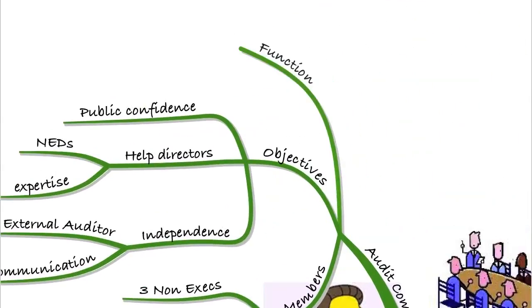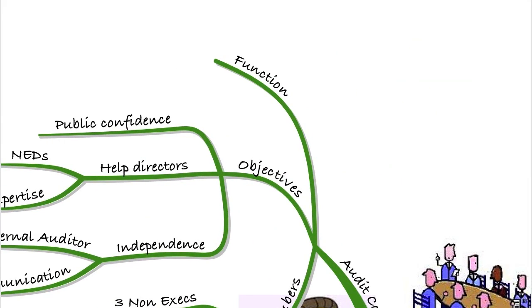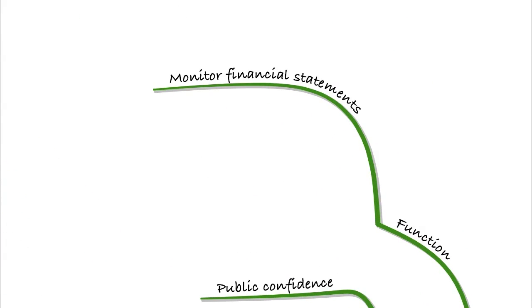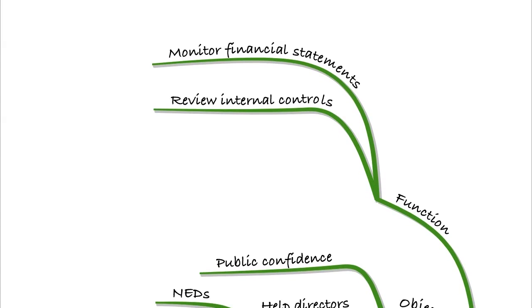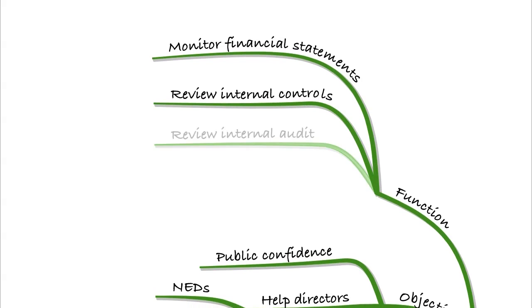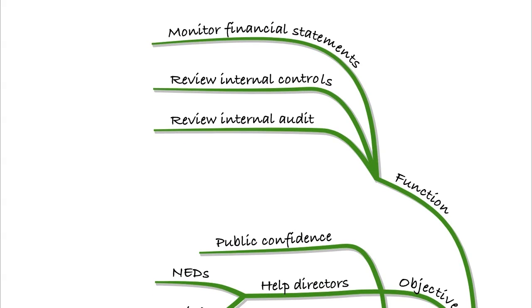So some of the functions that the audit committee will carry out: they will monitor the financial statements, particularly the controls that are in place for production of those financial statements. Remember, they'll have that recent relevant financial experience, so therefore should have some expertise in that area. They'll also review the internal controls, so they'll do that by looking at the work of internal audit. So they review the internal controls by reviewing internal audit.